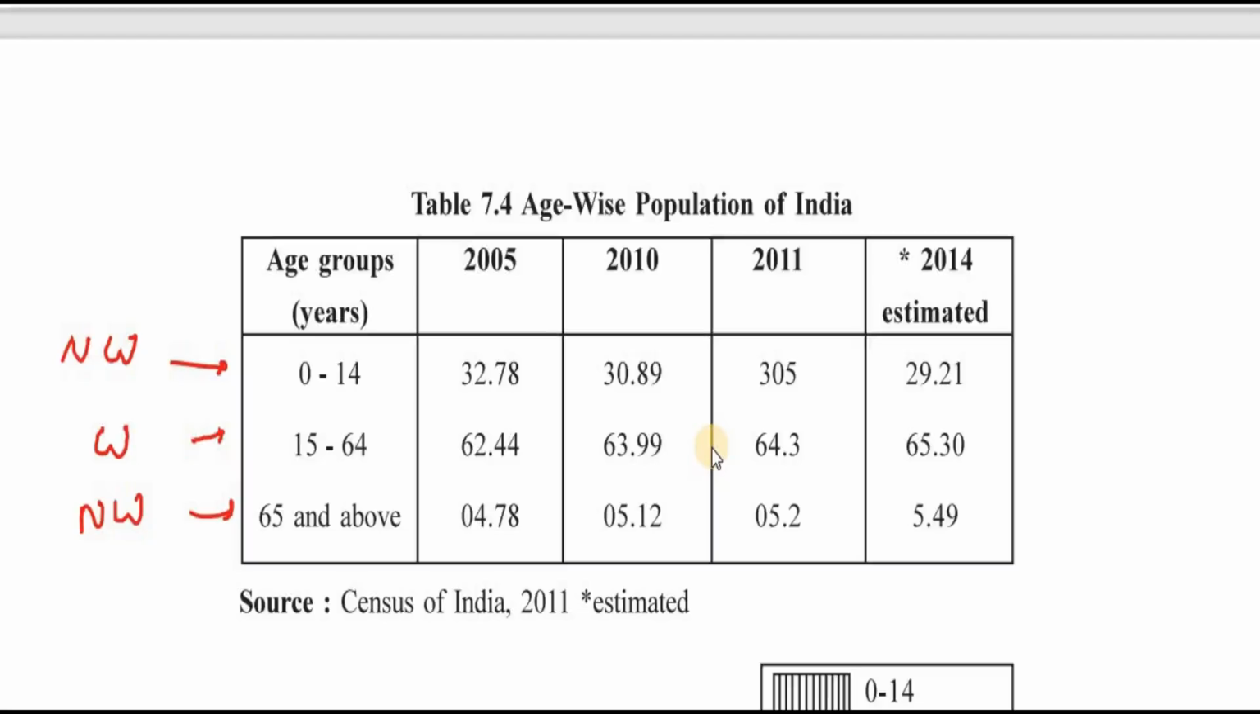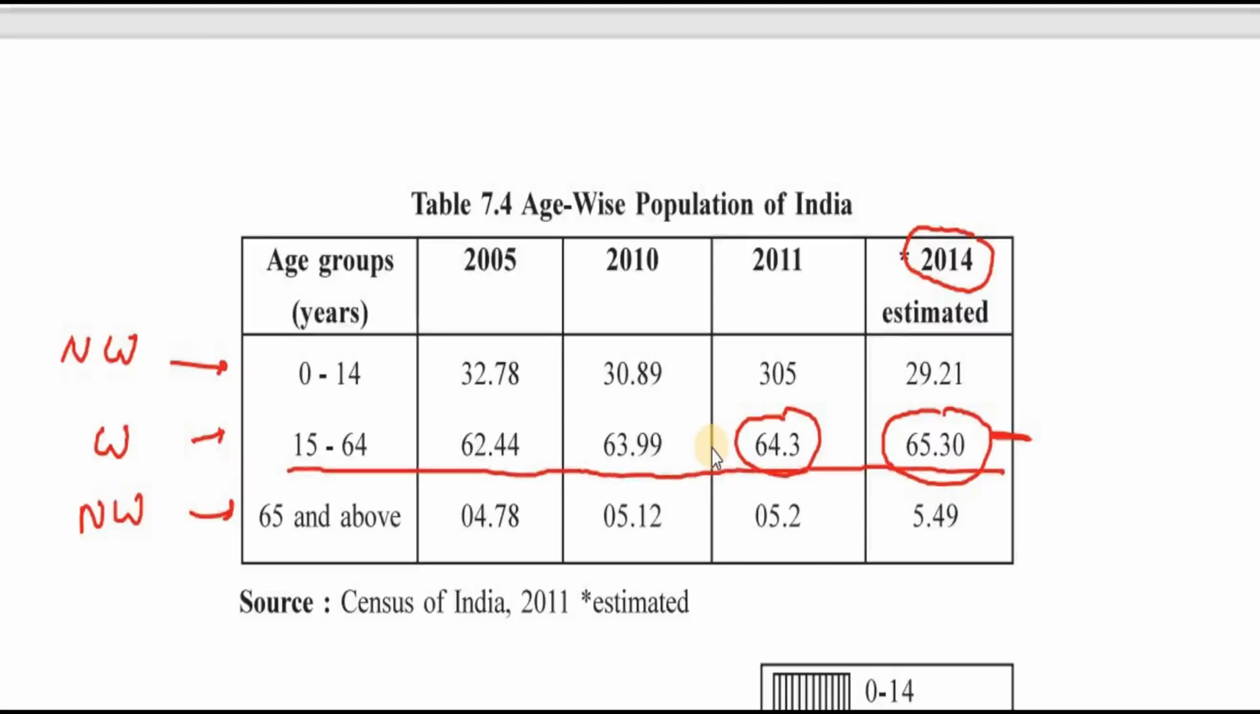Look at our population in 2014, the estimated population, and in 2011 the actual: 64.3%, and in 2014 65.3% of our population is in the working group, the active group. This is the active group. This is where the money comes from, right? These are the dependent groups, and you see above 65, only 5.49% of our population, and 29.21% is 0 to 14. So this is a very, very healthy sign.